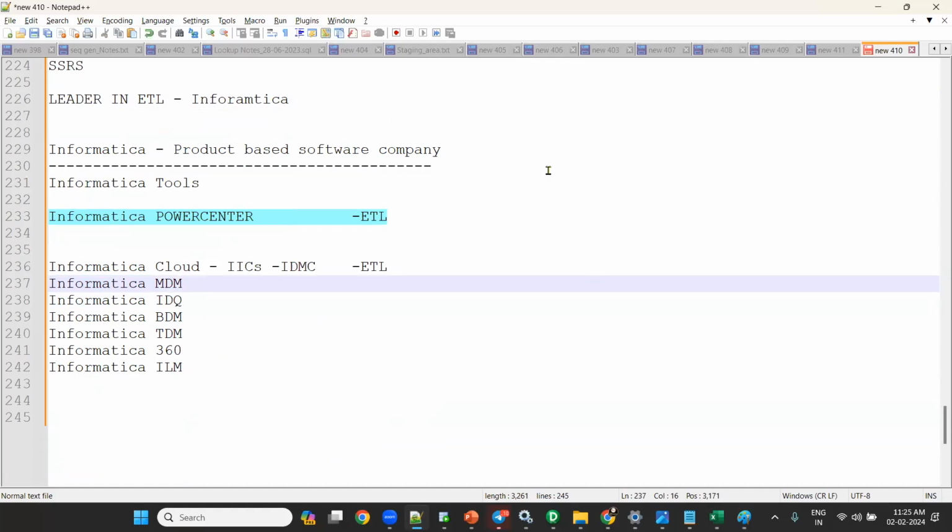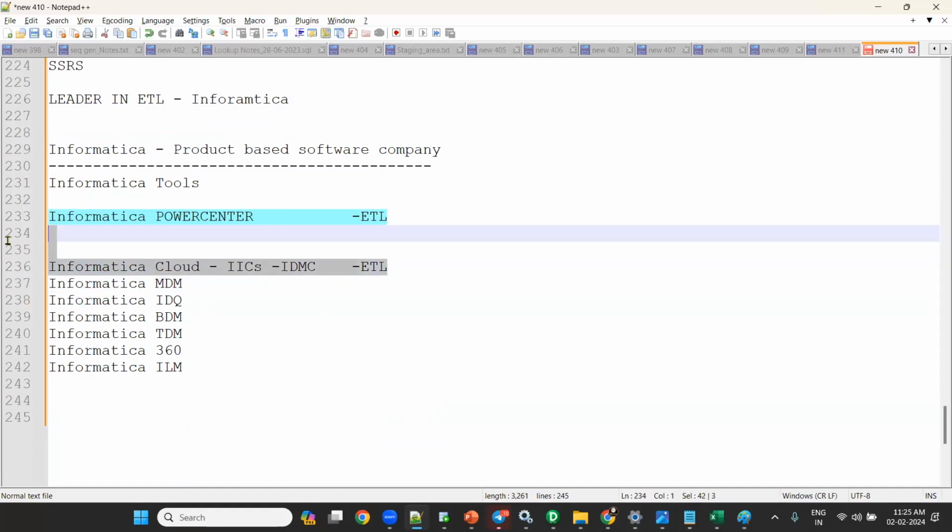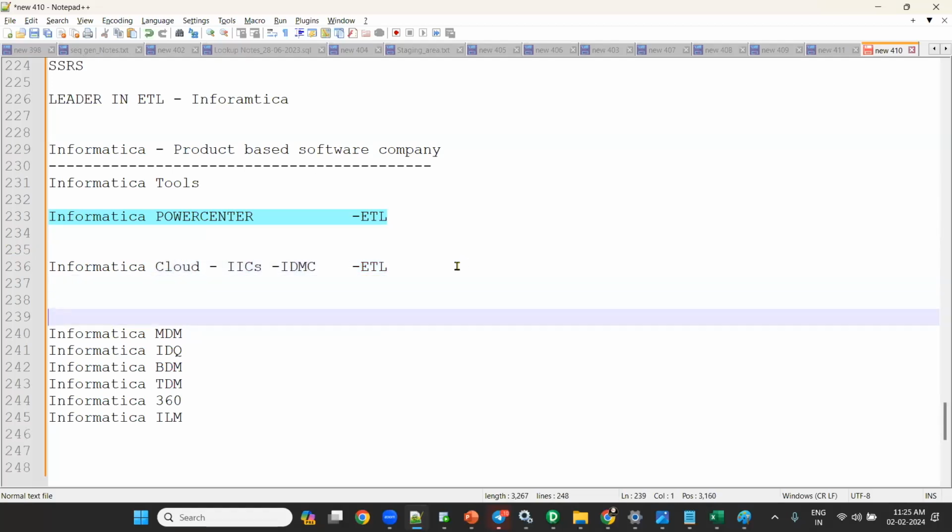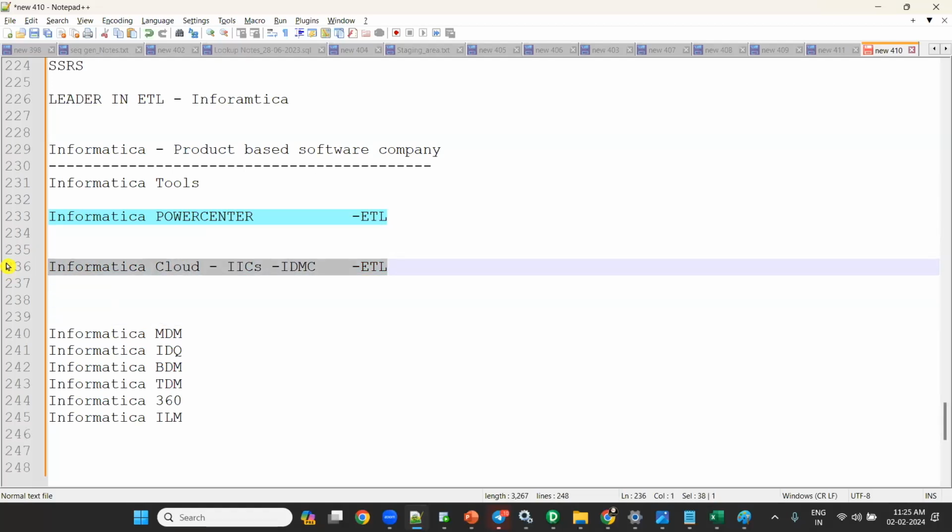If you learn Informatica IICS, it is good. It will always be better. If you have both PowerCenter and IICS, you will get good calls and good packages also. Are you clear, guys?